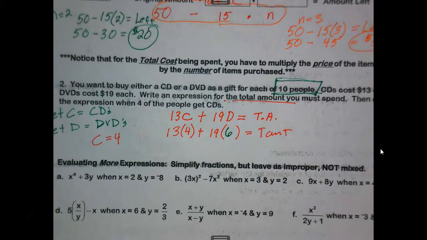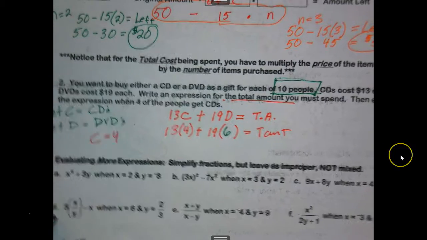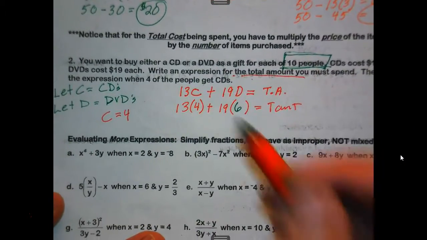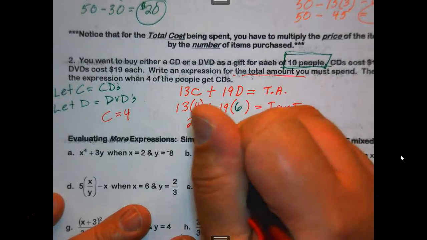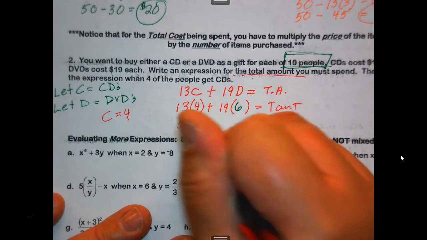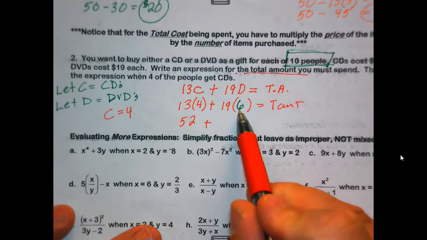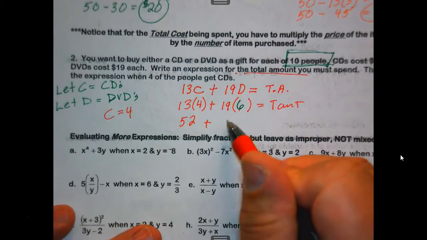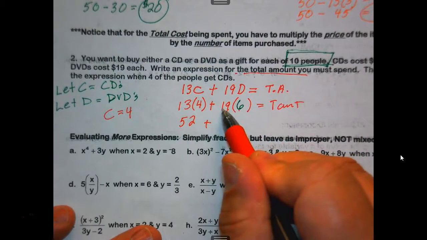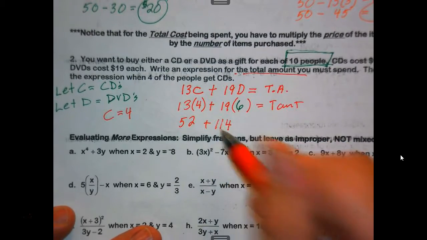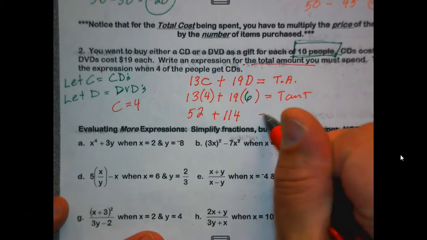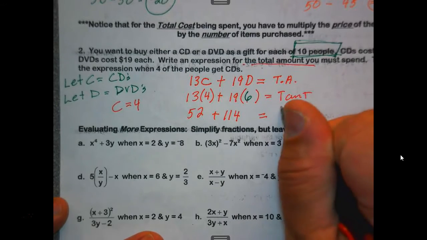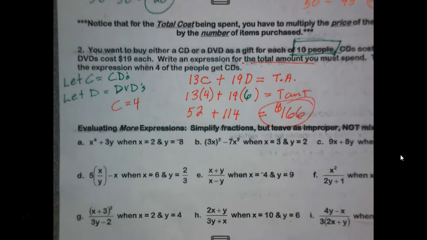A lot of times you're going to have to figure out numbers right from the problem, okay? That's going to equal my total amount. So 13 times 4. Let's see. 4 times 3 is 12, carry the 1. 4 times 1 is 4, plus 1 is 52. Then 6 times 9 is 54, 6 times 1 is 6, plus 5 is 11, so 114. Do we have any human calculators in here? $166, right? That's how much I spent.